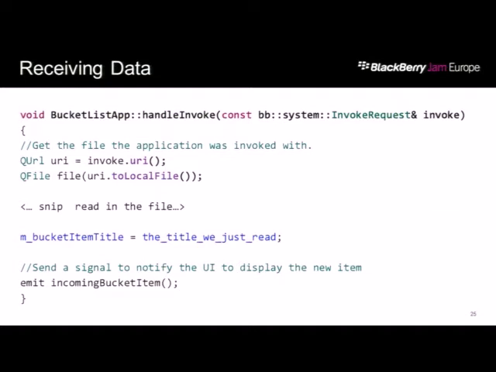So in this case, we want to know where the file is that we're invoking. So we get the URL for that file. We're going to read in that file. And then finally here, we're going to set it to a variable and emit a signal that we capture in the QML side that's going to trigger the display of that particular page.